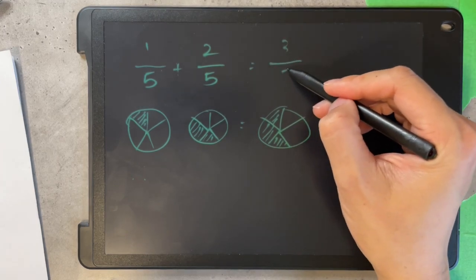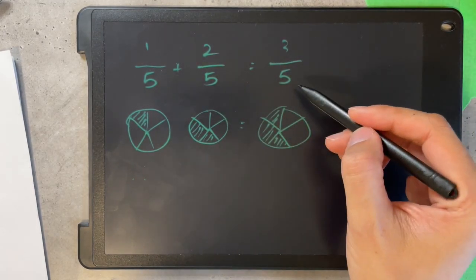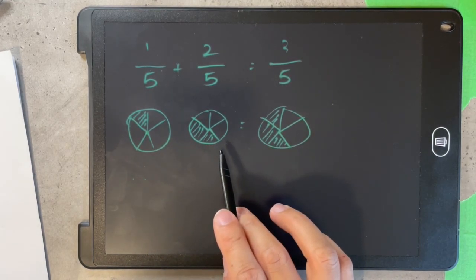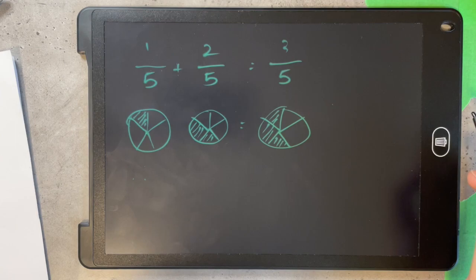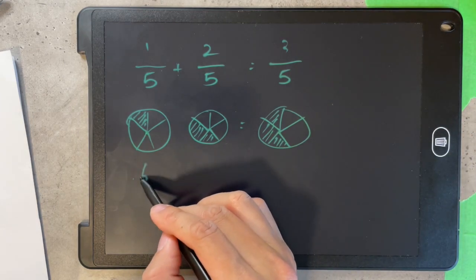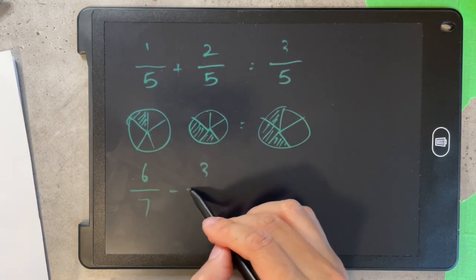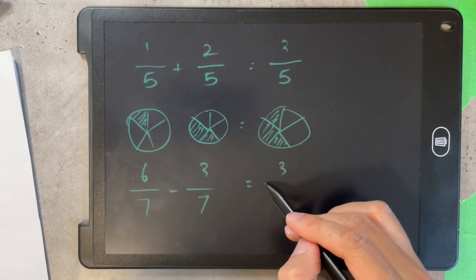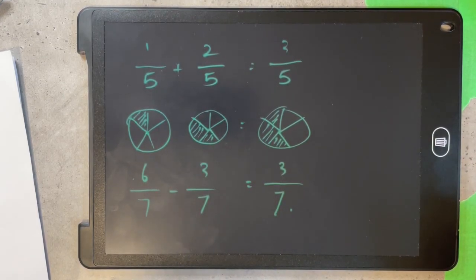So I just add the top. The bottom stays the same. The bottom always tells you the total pieces in that whole. Right? I can do the same with subtraction. Let's say I have 6 over 7 minus 3 over 7. I should just subtract the top. I get 3 over 7.